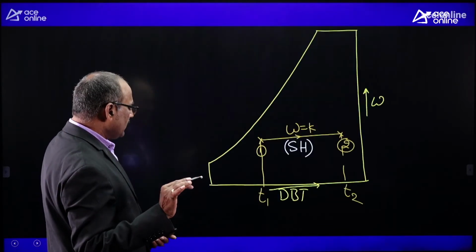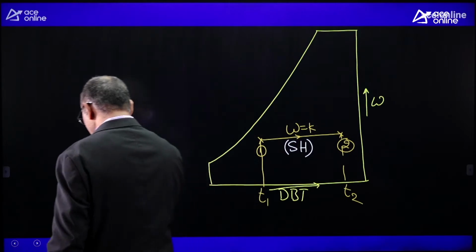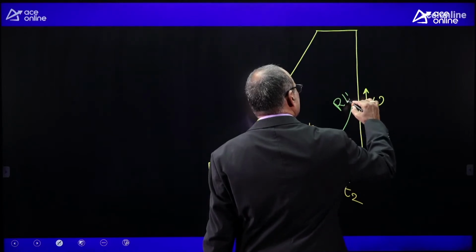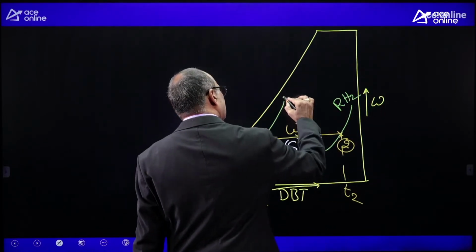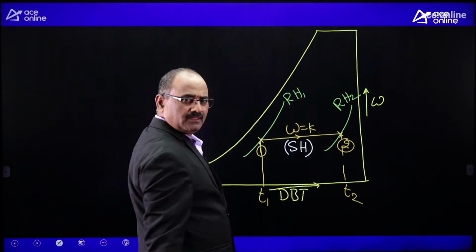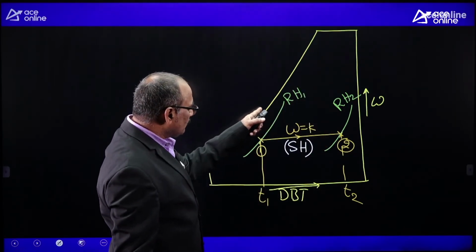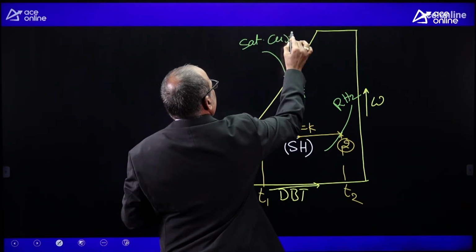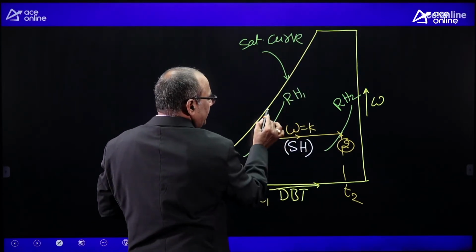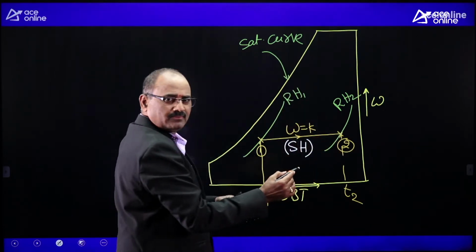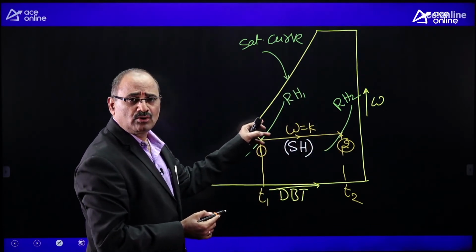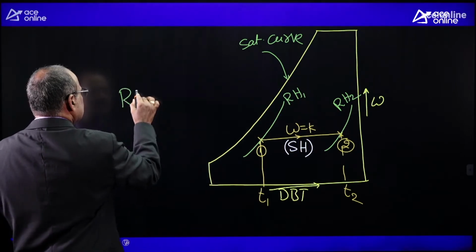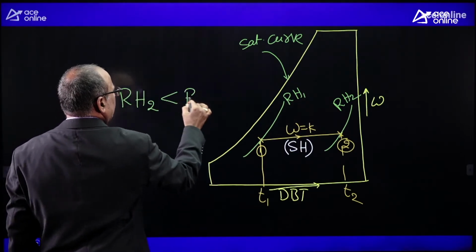Okay. Anyhow, look at the relative humidity. You try to pass a curved line through state 2 representing the RH2 and a curved line through state 1 representing the RH1. Is RH1 curve closer to saturation? This is the saturation curve, right? Is RH1 curve closer to the saturation curve or RH2? RH1 curve is closer to saturation curve. That means RH1 is more than RH2. I can write like this. RH2 is less than RH1.